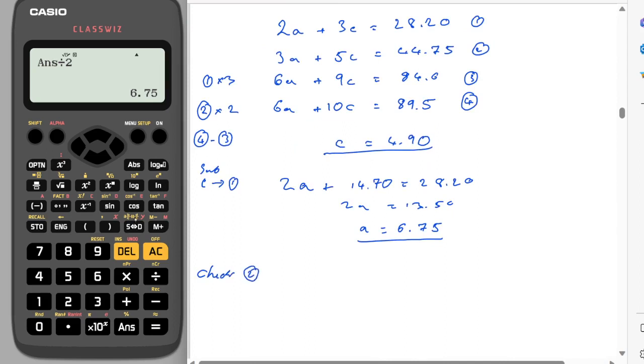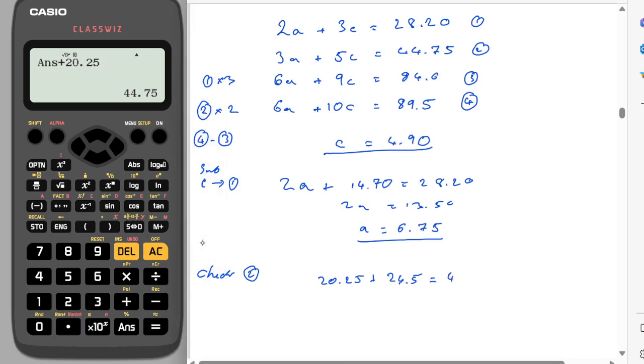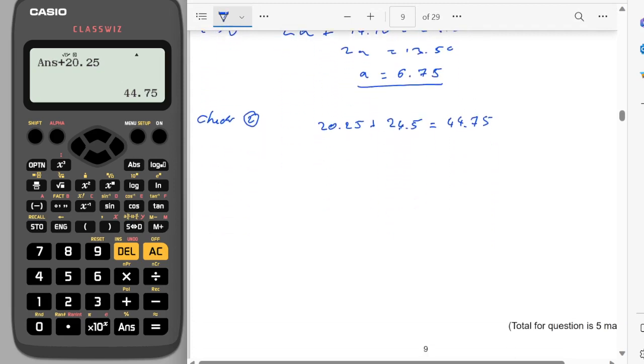5 marks, brill. So 3 lots of A would become 3 times by that, so times by 3. So £20.25 plus 5 lots of C. So 4.9 times by 5 gives me £24.50, and then they add up to £44.75. What should they add up to? £44.75. So I know that I've got all marks correct for that.